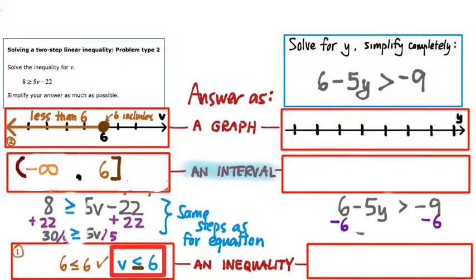So subtracting 6 from both sides gives me a new inequality. Negative 5y is greater than negative 9 minus 6, negative 15. Okay. And then what? Dividing both sides by negative 5. So if I divide negative 15 by negative 5, I get positive 3.